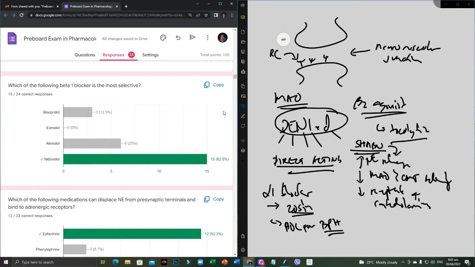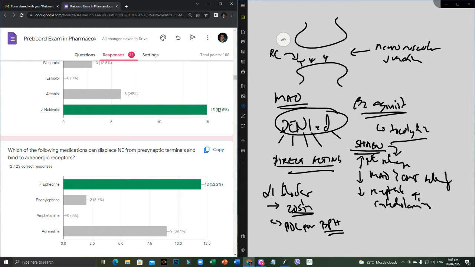Next one. Which of the following beta-1 blockers is most selective? So very good. That's nebivolol. Amongst the beta-1 blockers class, nebivolol is the most beta-1 selective. The rest, like bisoprolol, esmolol, and atenolol, have the capacity to bind to beta-2 receptors as well. Right?